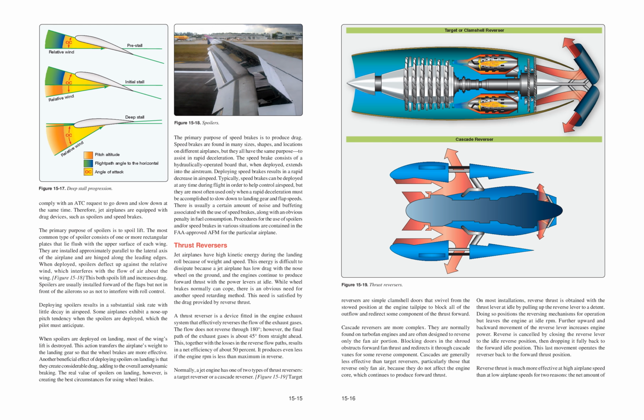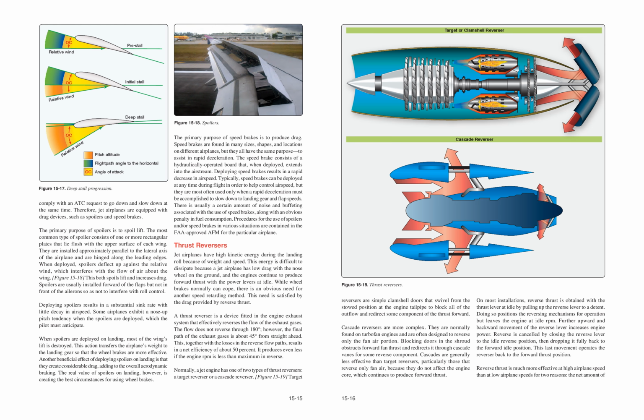Normally, a jet engine has one of two types of thrust reversers, a target reverser or a cascade reverser. Figure 15-19. Target or clamshell reverser. Cascade reverser. Figure 15-19. Thrust reversers.